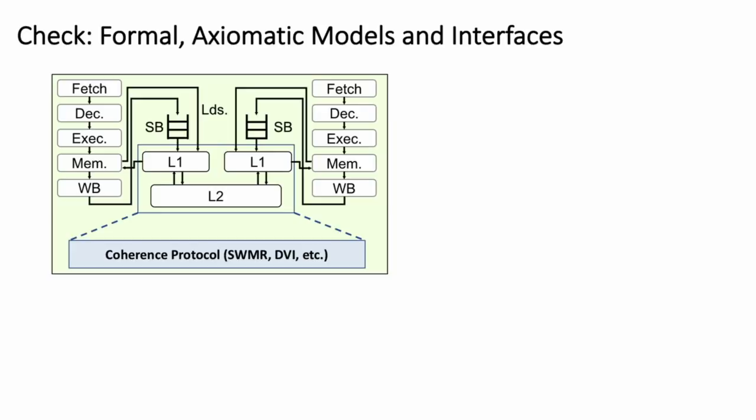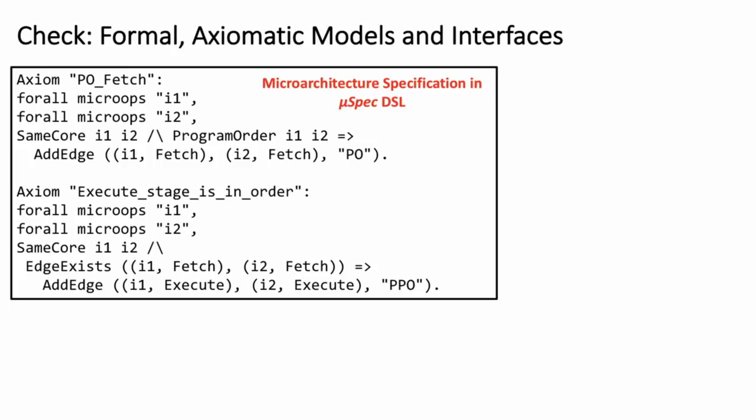We can take that and we can ask the designer, or we can help automate the process of expressing that as a set of axioms. And I've shown a very, very simple case here and just two of the axioms. So in this case, the top half of this box is an axiom written in our domain-specific language called MuSpec that basically says instructions are fetched in order, okay? The second half is, for this very simple processor, a very simple axiom that says if instructions are fetched in order, they will also be executed in order.